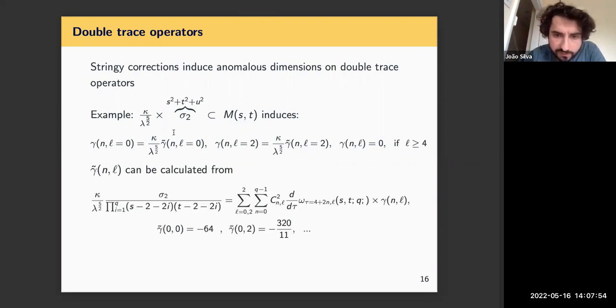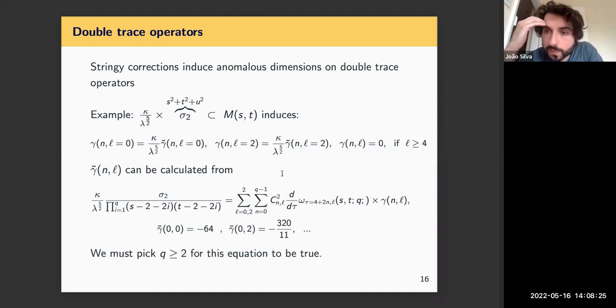And this gamma tilde can be calculated from a dispersion relation. Suppose that you put sigma 2 on the left-hand side in the Mellin amplitude, and on the right-hand side, you put the double trace operators and their anomalous dimensions. Now you consider this equation. As I was telling you, we know the omega, so you can just write this equation explicitly and then calculate the anomalous dimension. You find that gamma tilde is equal to this, minus 64, and this gamma tilde 02 is equal to this other number, etc. We can calculate all the anomalous dimensions.